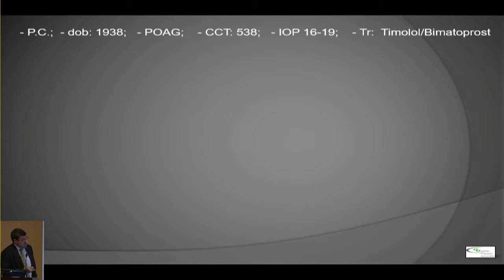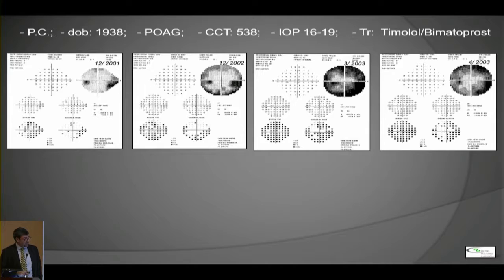This is an example. This is a female patient of mine who was on therapy with a fixed combination of timolol bimatoprost, with a pressure ranging from 16 to 19, which means it's not a very low pressure, who had a change in visual field. In 1 year, she changed from the first to the second. We retested her after a couple of months, and the visual field was even far worse. So we retested her, and the change was clearly confirmed. And all these visual fields, in terms of reliability or fixation losses, were very good.